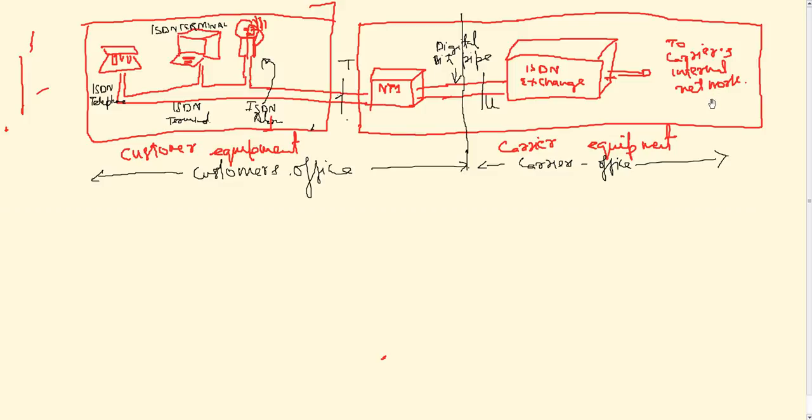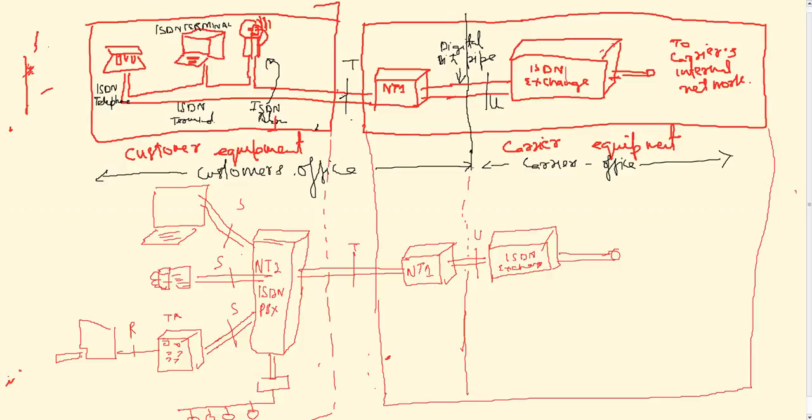But if you have huge demand, you need a lot of equipment to be added on, so NT1 is not sufficient. So you need a private branch exchange here, which I will pause my video and draw this diagram for you.